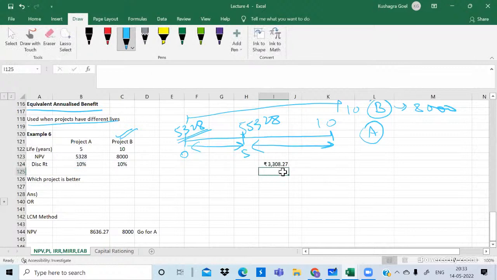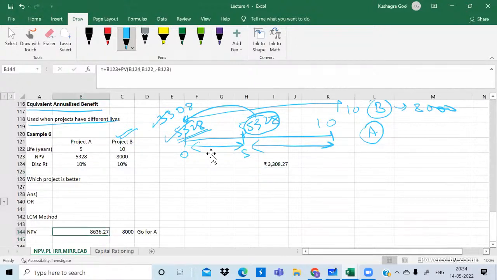So I'll get a present value of 3308.27. So the present value of this 5328 at the beginning of the 0th year is 3308. So when I add this 3308 and 5328, what I get is 8636.27. So A is generating an NPV of 8636. B is generating an NPV of only 8,000. So now I clearly know that it's better to go ahead with project A and not with project B.